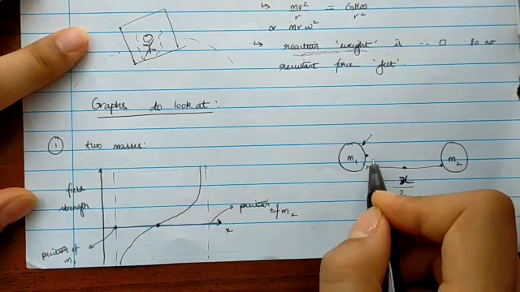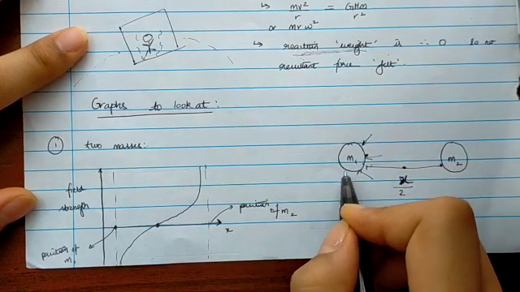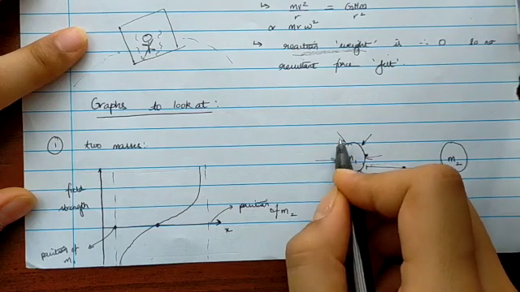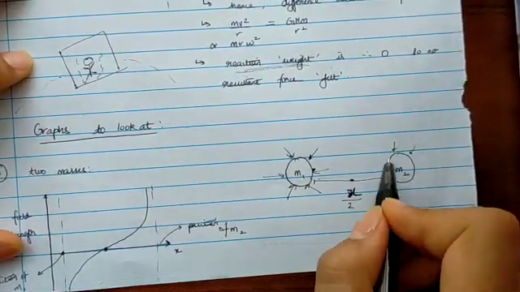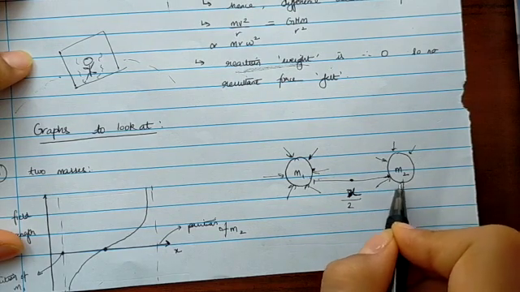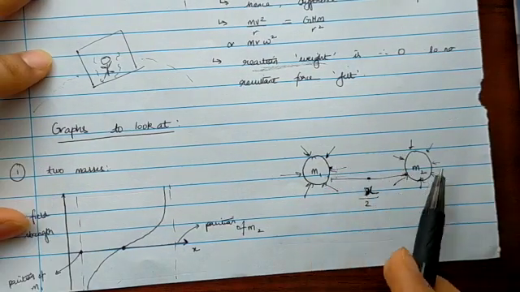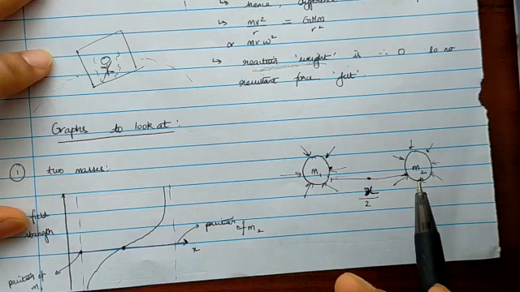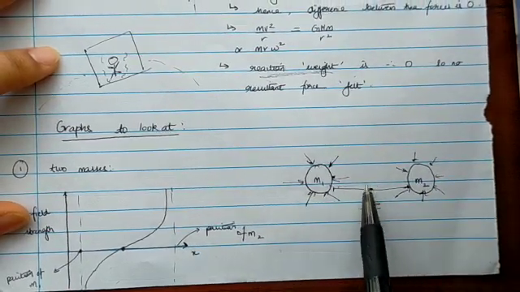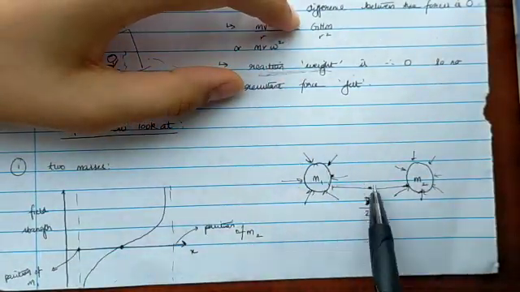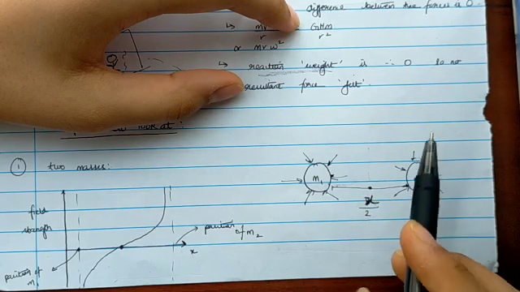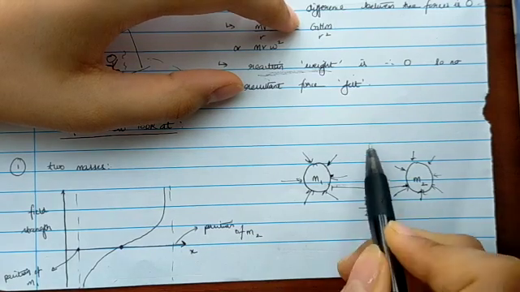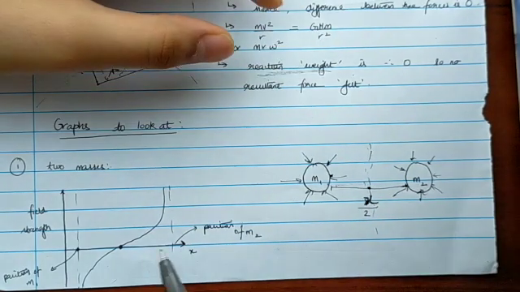Because if we were to draw our field lines, we would see that this is basically like putting two, for instance, positive charges together. At the midpoint, since they are sort of repelling each other, these field lines cancel out. So in the middle here, you would have no field strength.